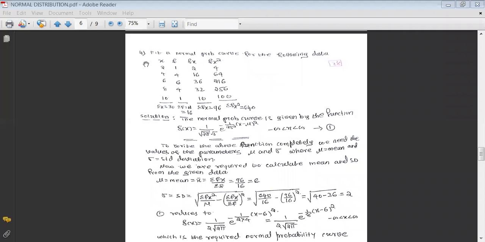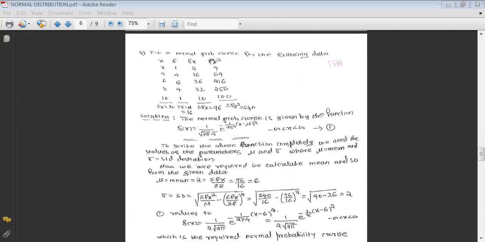And the fourth example is like this. Fit a normal probability curve for the following data. The data is given as x values 2, 4, 6, 8, 10, and f values 1, 4, 6, 4, 1, and these are the computed values. I'll explain later on. They asked you to fit the normal probability curve for the following data.